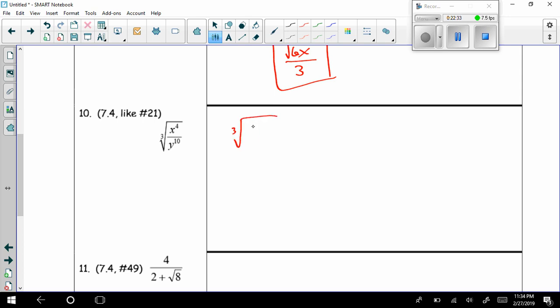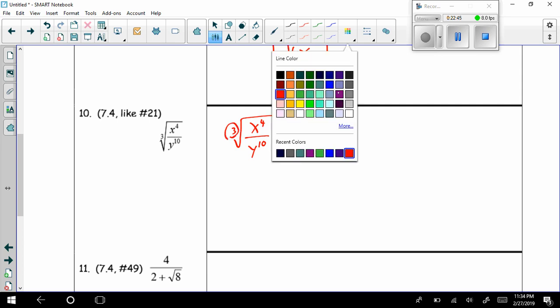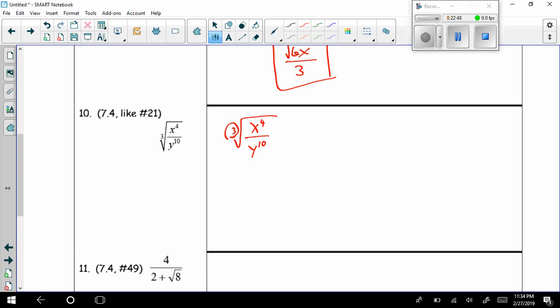When you're dealing with variables and different indexes, remember that we need something divisible by 3. So our index here is a 3. We need our exponent to be divisible by 3. So I'm going to multiply here by y to the second because 10 plus 2 is 12. And 12 is divisible by 3. But if I do that on the bottom, I have to do that on the top. So now I have the cubed root of x to the 4th y squared over y to the 12th.